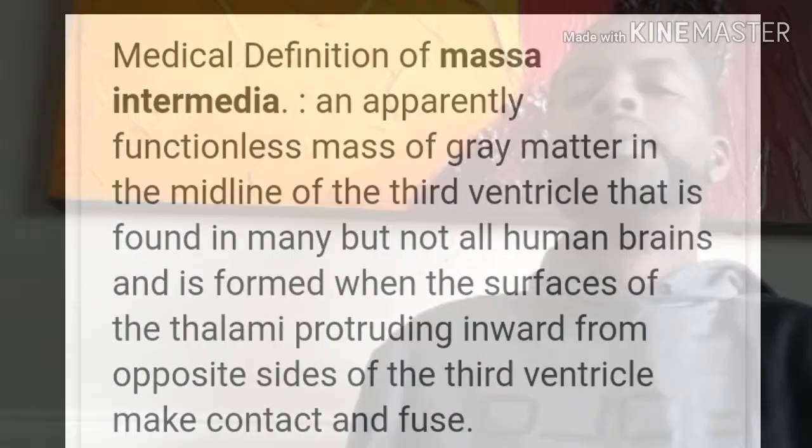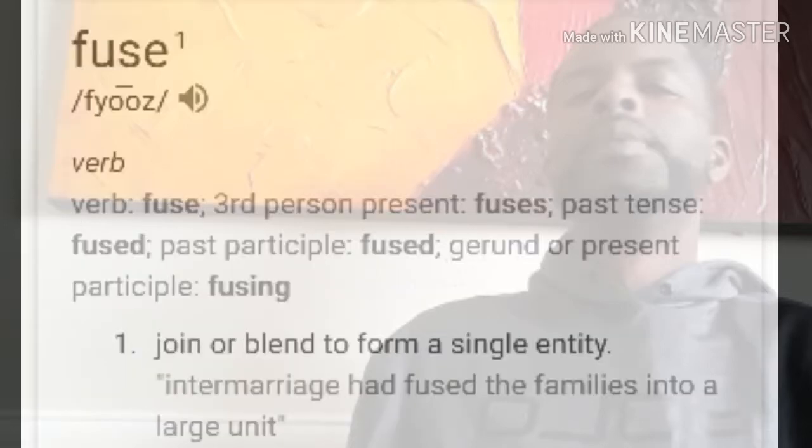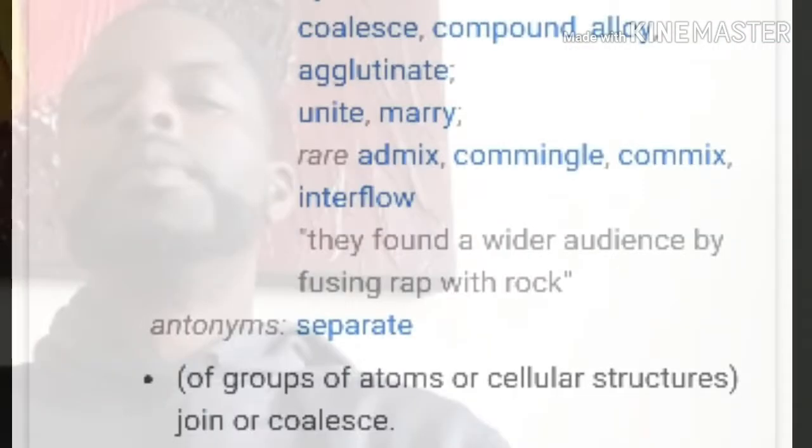All right. So now let's talk about what the Massa Intermedia is. The medical definition of Massa Intermedia is an apparently functionless mass of gray matter in the midline of the third ventricle that is found in many but not all human brains, and is formed when the surfaces of the thalami protruding inward from opposite sides of the third ventricle make contact and fuse. All right, so it says it makes contact and fuse. So we know fuse means to join, blend, to form a single entity. Now, some synonyms of fuse are unite and marry, right? And another definition, of groups of atoms or cellular structures, is to join or coalesce.